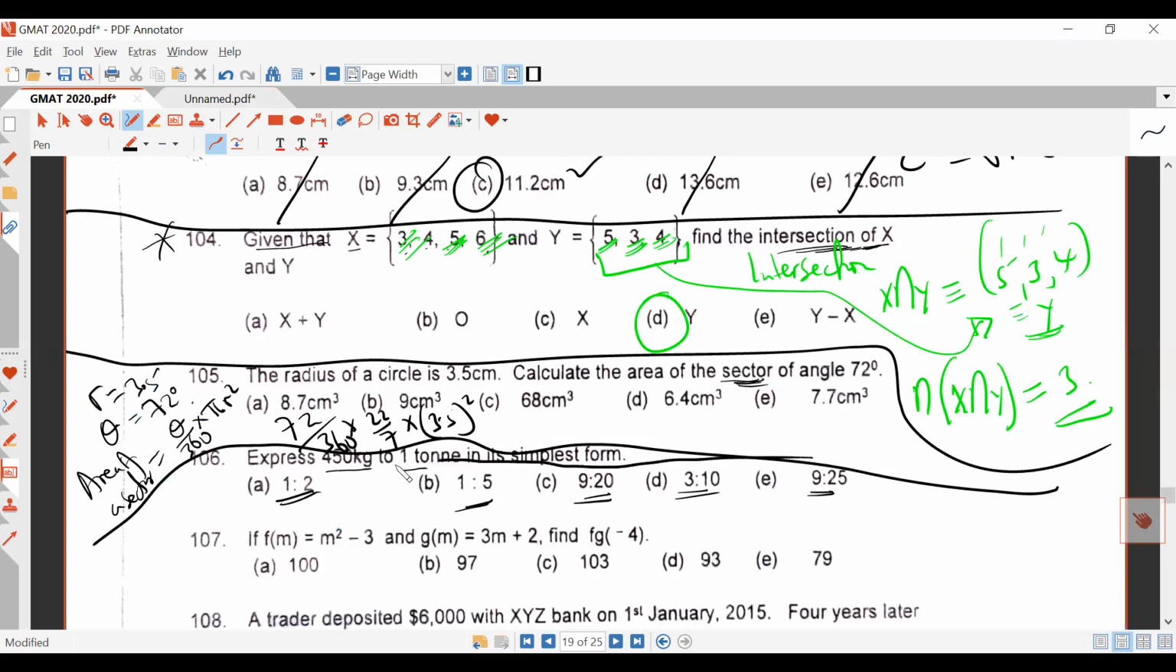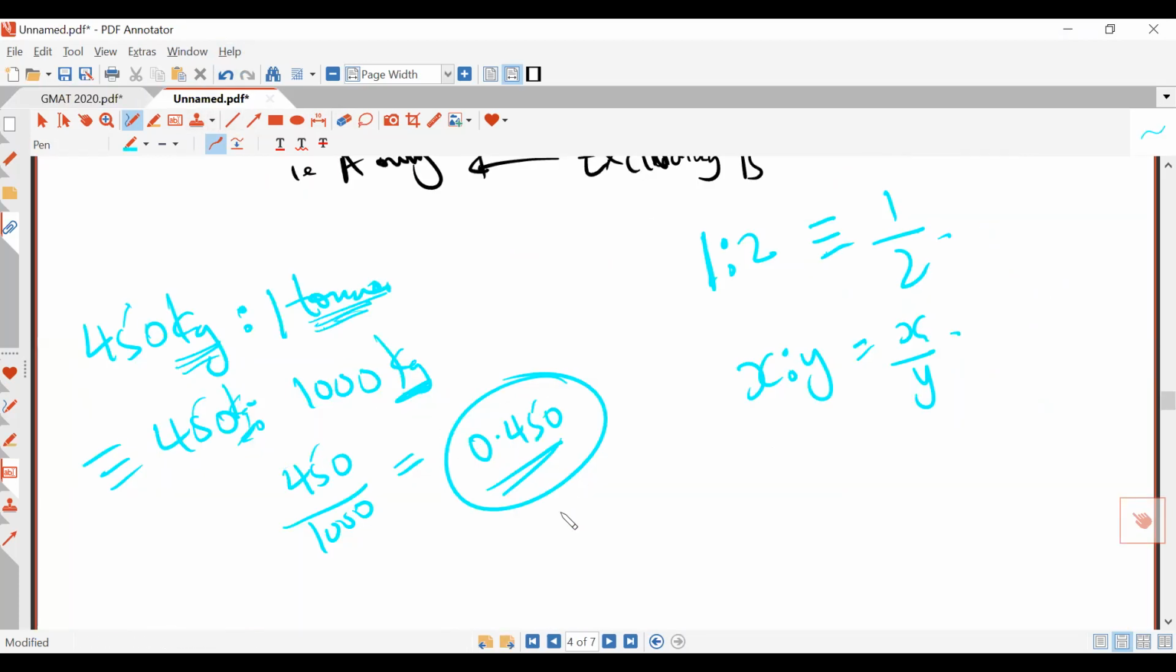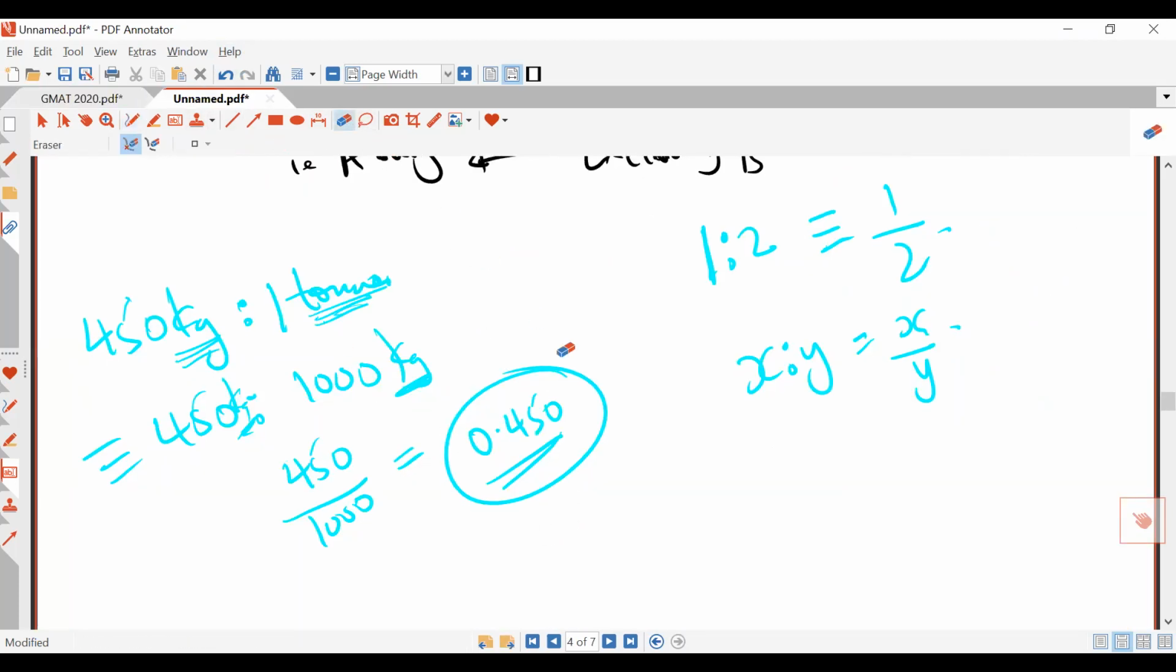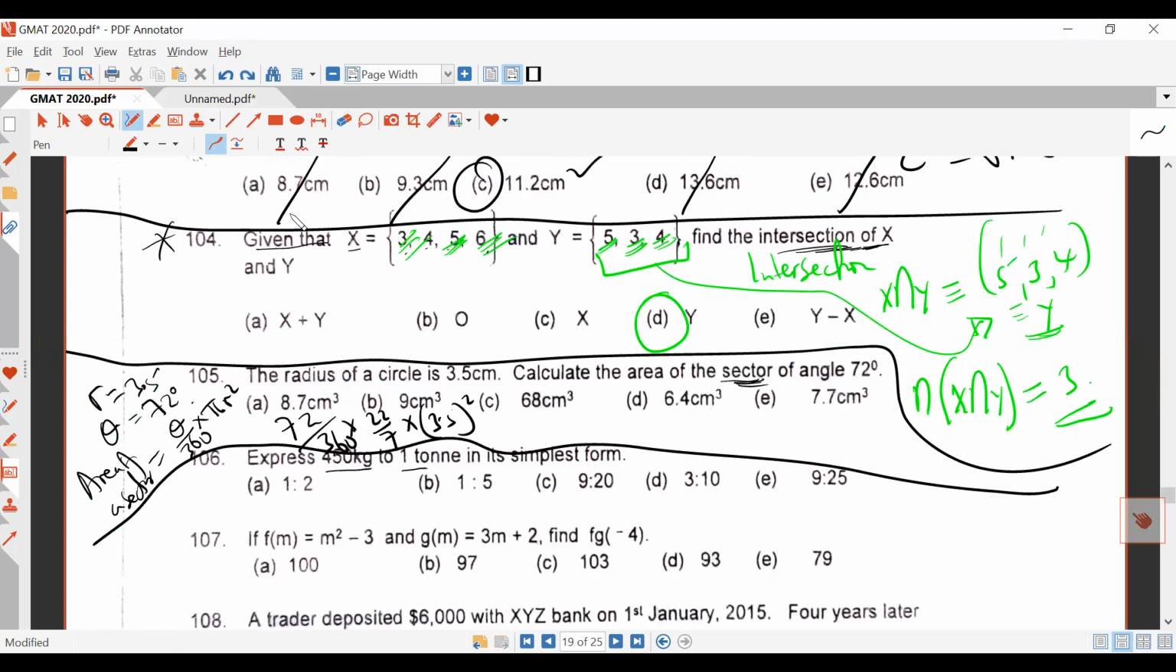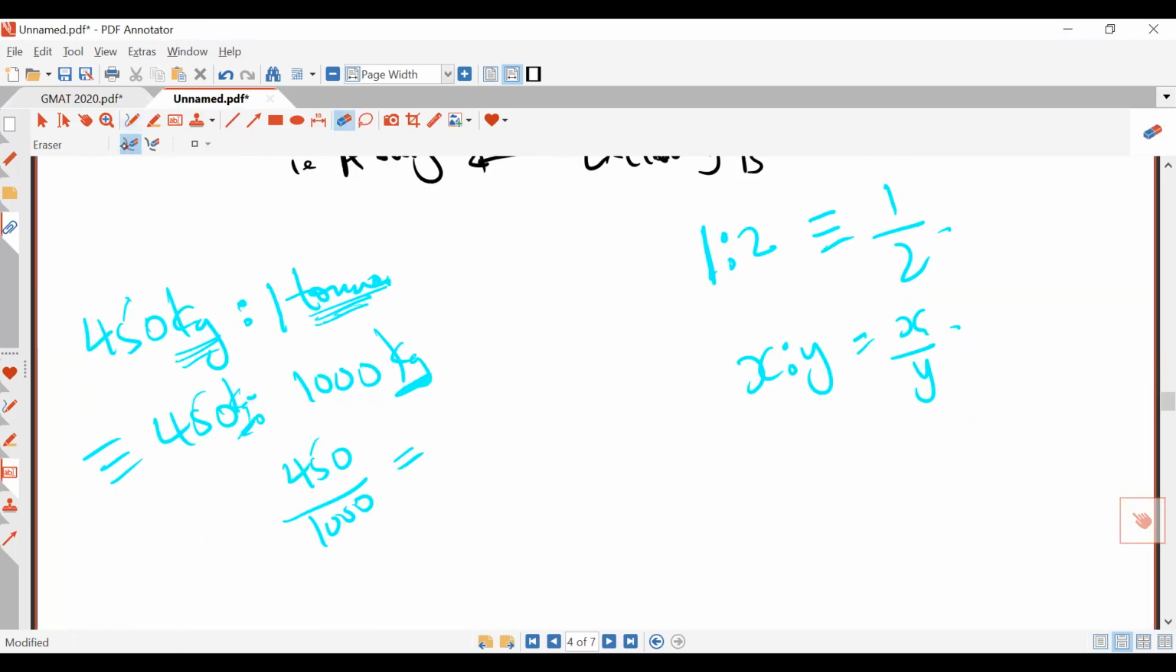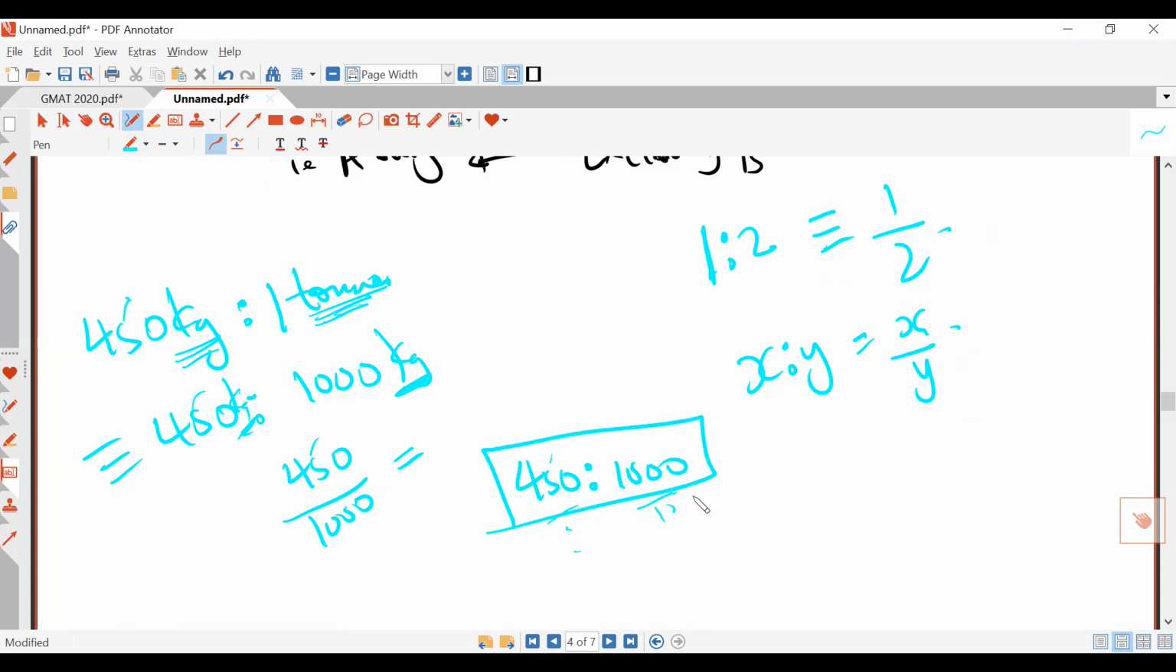But now look at the question. It is given in terms of ratios. So if it is ratios, you simply try to simplify. Remember, as a ratio, it's the same as 450 to 1,000. So I have to simplify this: divide by 10, divide by 10.